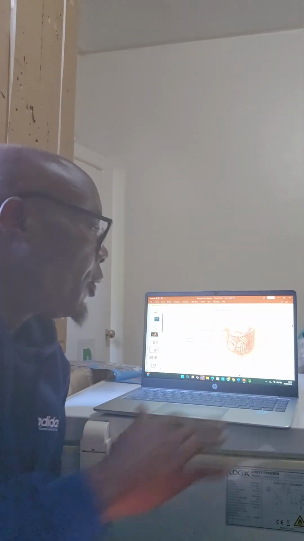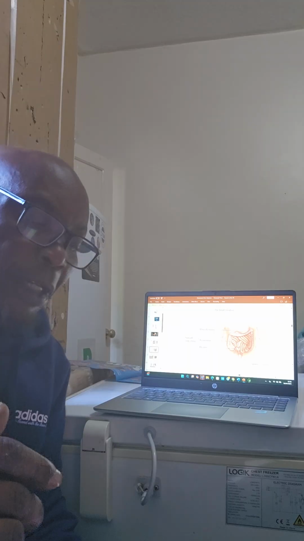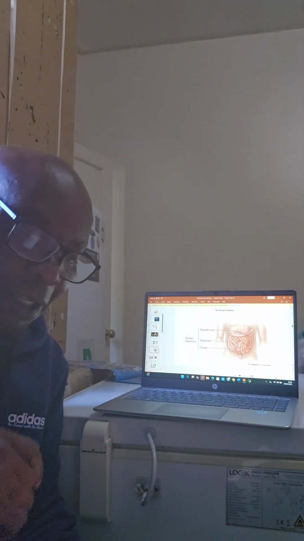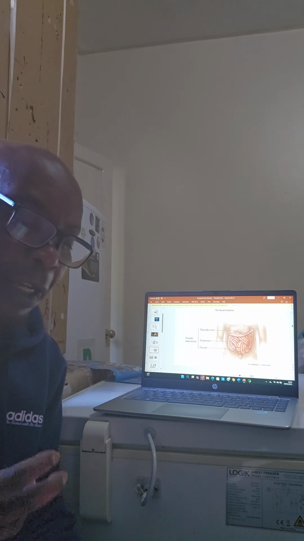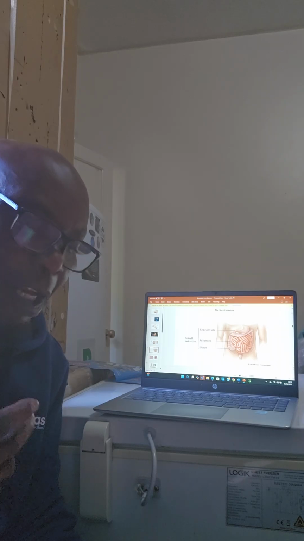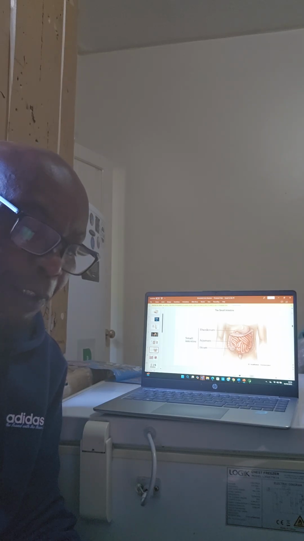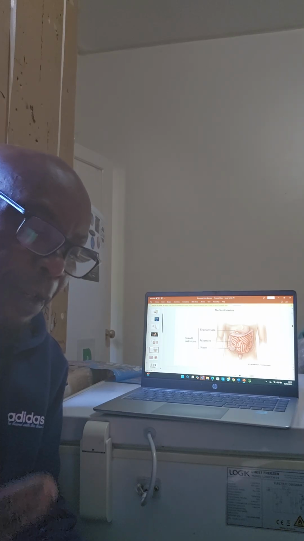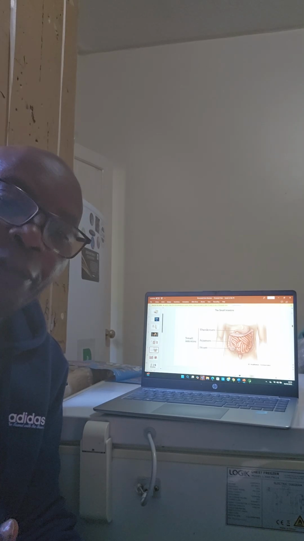The small intestine. The small intestine is about 6.5 meters long. The small intestine is a 3-division tube primarily responsible for nutrient absorption with the aid of its finger-like projections called the villi, which increase the surface area for absorption.